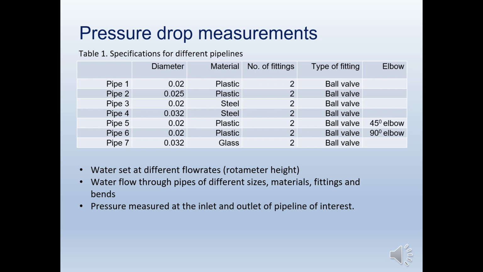This was repeated by passing water through pipelines of different sizes, material types, and fittings, and the specifications of each pipeline are shown in Table 1. The data obtained allowed us to analyze the effects of flow rate, pipe diameter, material type, and fittings on pressure drop across the pipe.